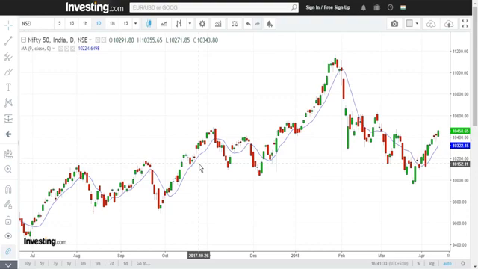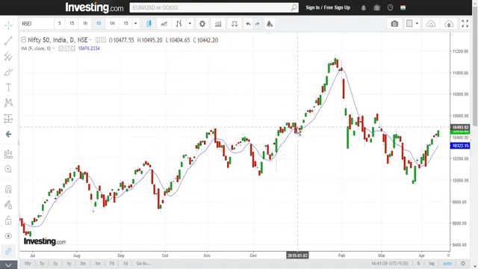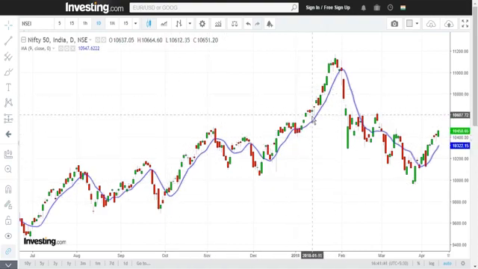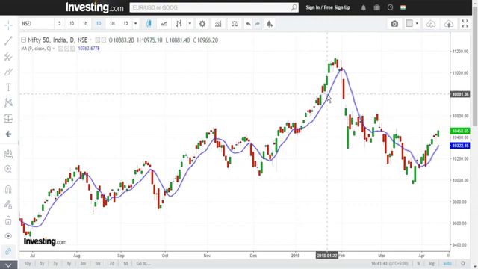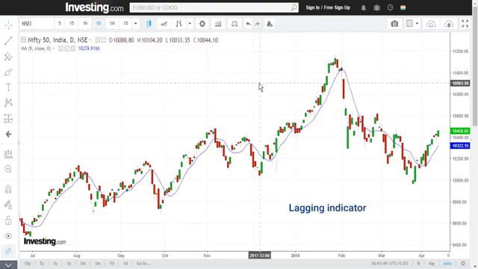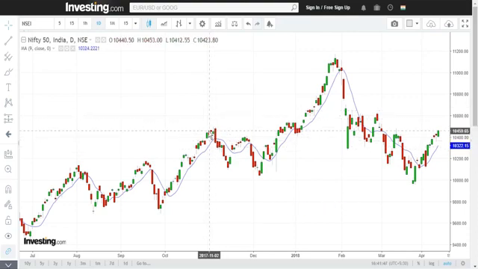A short-term moving average, as we can see here, the 9 period moving average, is very sensitive to the price movement and it closely follows the price. But it follows the price, and that's why it is a lagging indicator. It doesn't indicate a price movement prior to that.